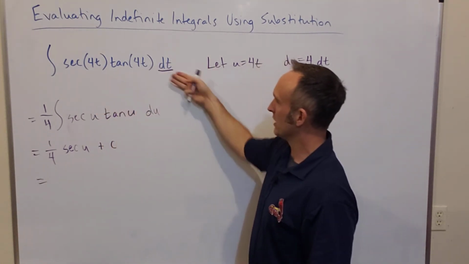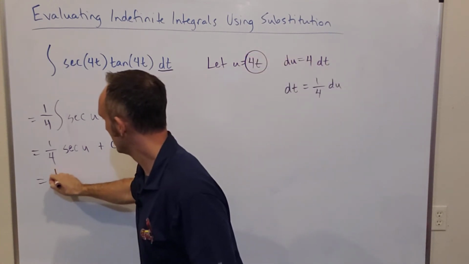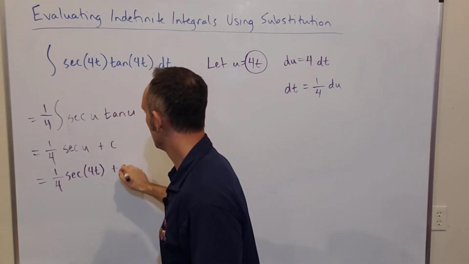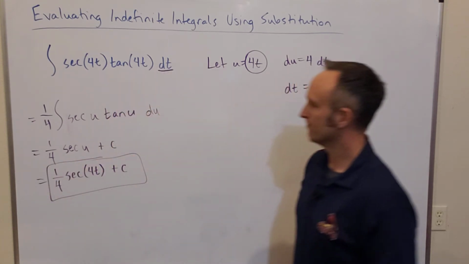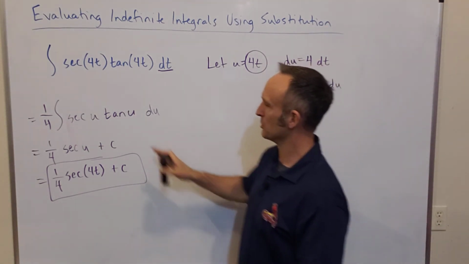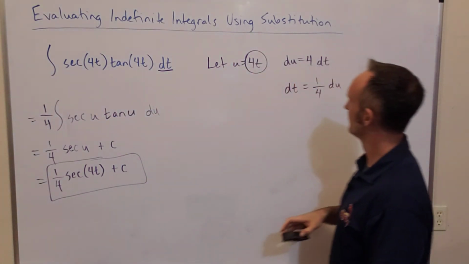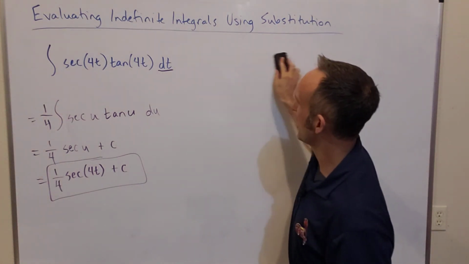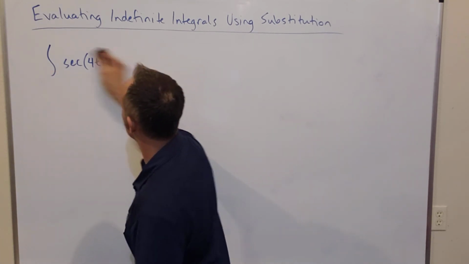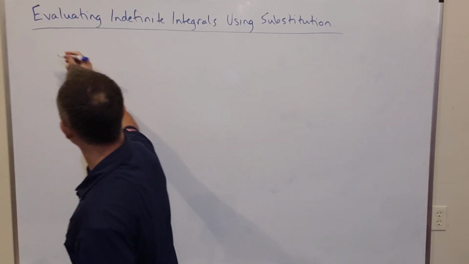And then I just need to come back and write it all back in terms of my original variable t. So I replace u with 4t. So this turns into 1/4 times the secant of 4t plus this constant. Okay, so very interesting trigonometric example. The key here was recognizing that we know how to anti-differentiate secant tangent. It's that inner function that's causing us trouble. So just a general rule of thumb, you will commonly see that the inner function will be your u. Let's do another trig integral.